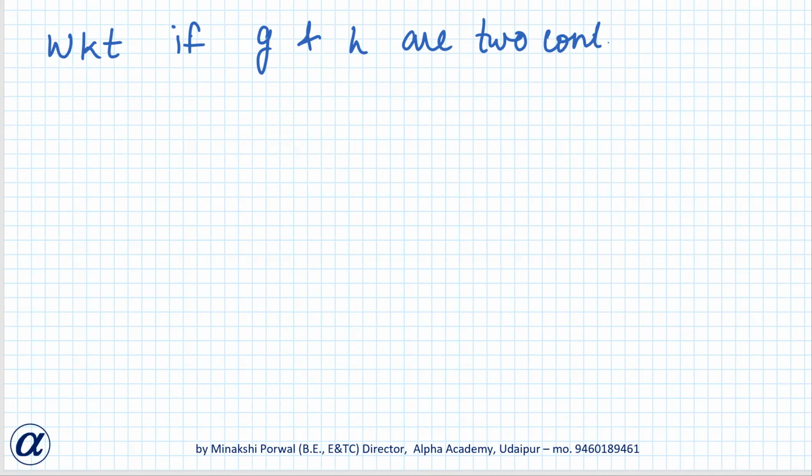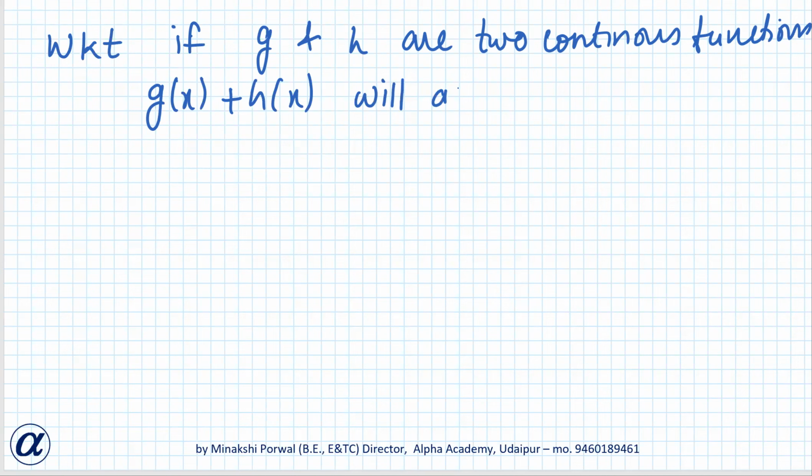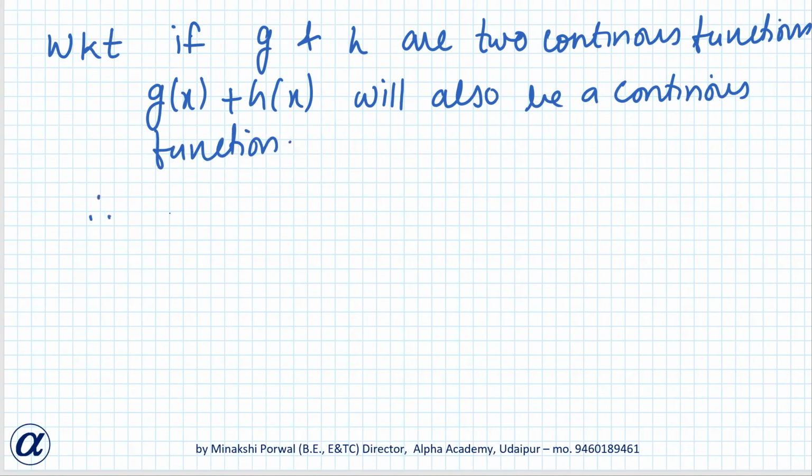And we know that if g and h are two continuous functions, g(x) + h(x) will also be a continuous function. Therefore, sin x + cos x is a continuous function.